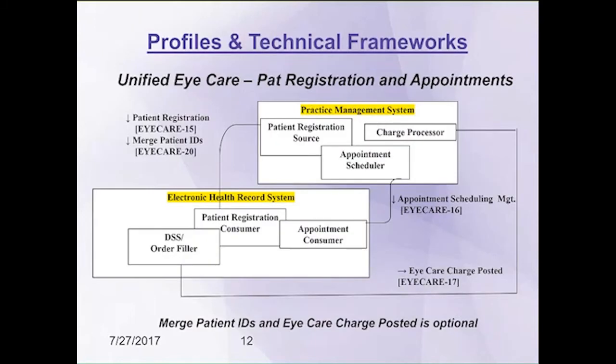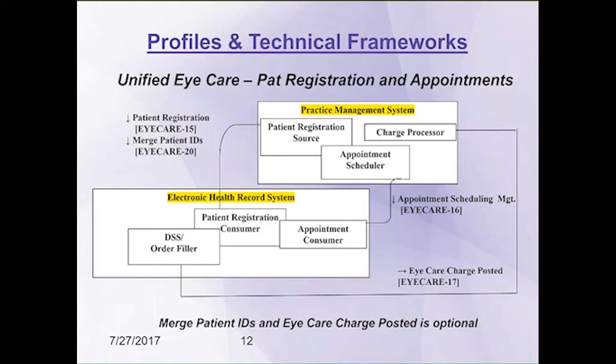Now, as we talked about before, when you look into the details of IHE, what happens is IHE defines integration profiles, okay, that's Unified Eye Care. It defines actors. Okay, a practice management system is not an actor. An actor is a patient registration source, an appointment scheduler, for example. And then it defines transactions. So this slide here shows you how we put this together as part of the workflow in Unified IHE.